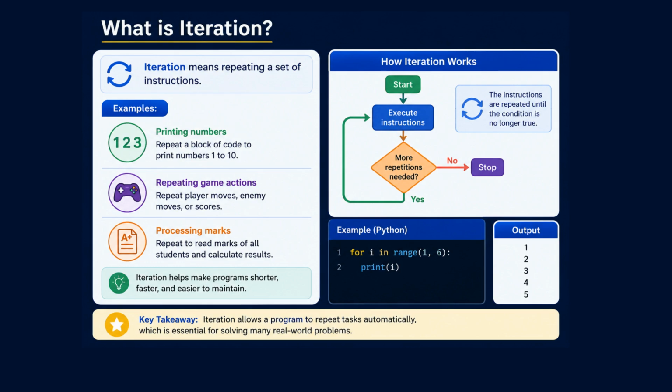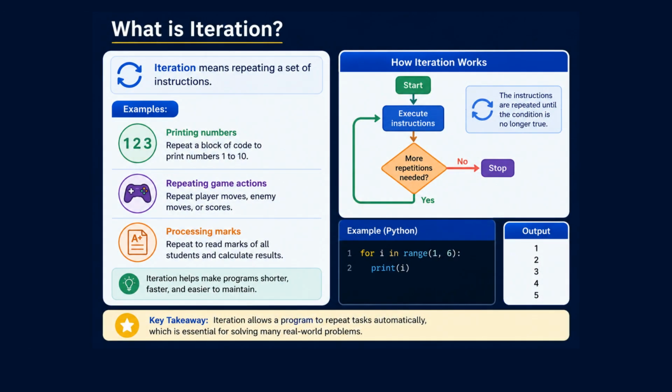Now let's see how iteration works. The process starts by executing instructions. Then the program checks whether more repetitions are needed. If the answer is yes, the instructions repeat again. If the answer is no, the loop stops.